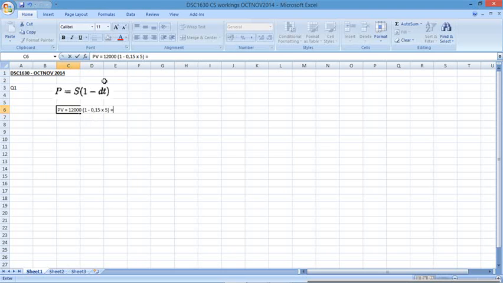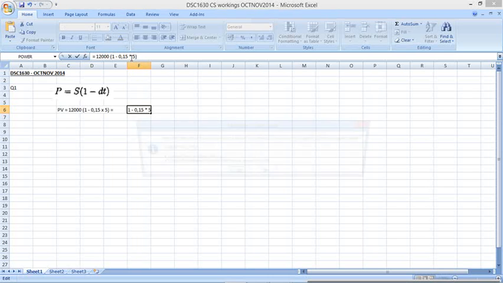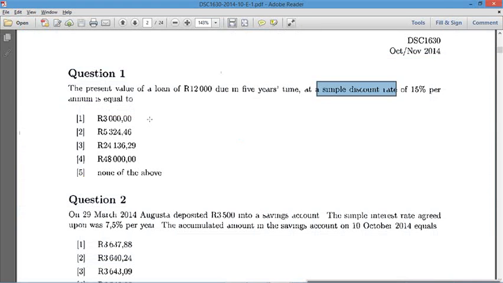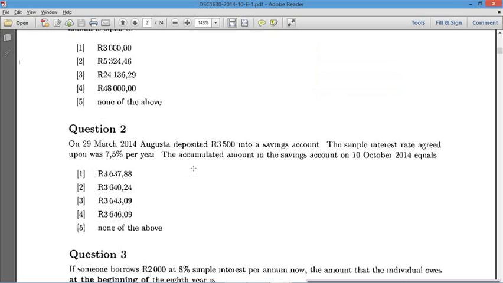So if I plug that into my calculator, and I ask the calculator for an answer, the calculator is going to give me an amount of 3,000. 3,000 is the present value of that particular loan.